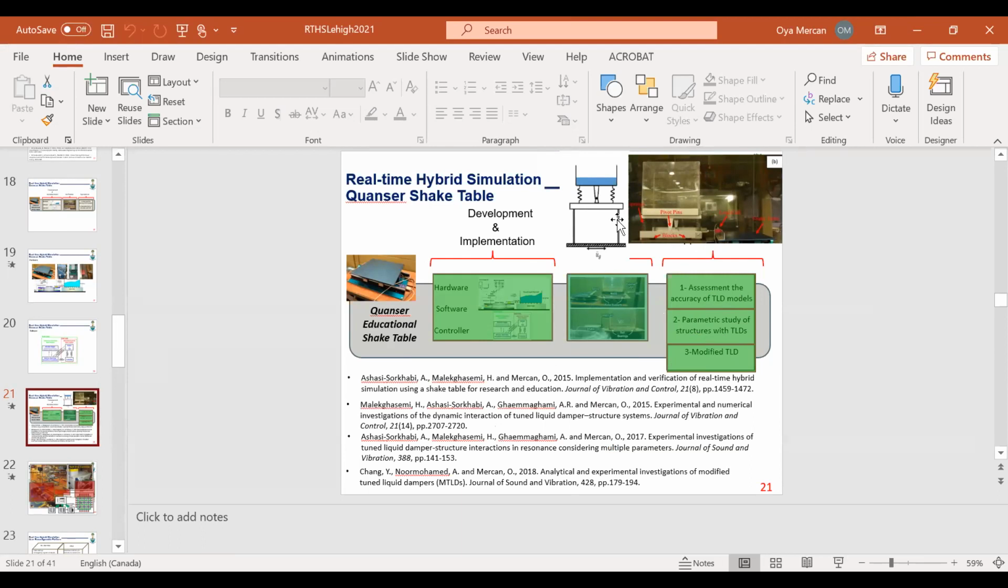So it didn't have any impact on the scale effects. And you can find a lot of other studies that use even smaller TLDs on shake tables, where they also have a 3-story frame, which they put on the shake table together with the TLD.